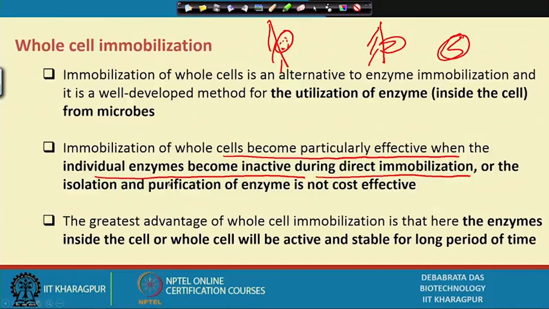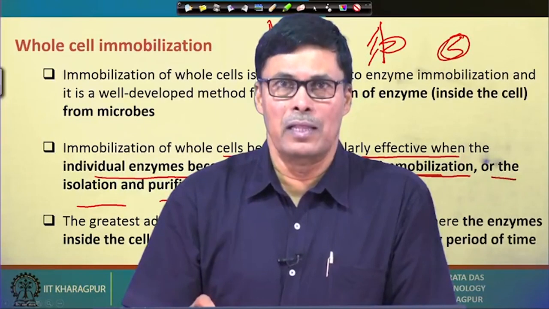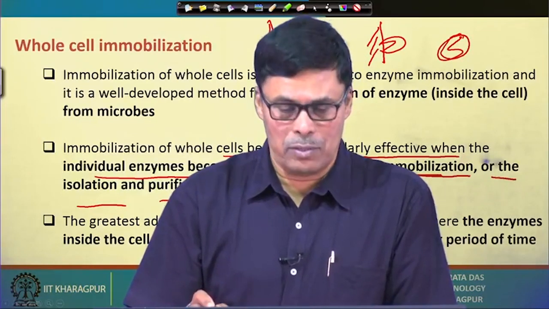Also, when individual enzymes become inactive during direct immobilization, or when isolation and purification of the enzyme is not cost effective, because enzyme proteins are always costly. All proteins are not enzymes; the proteins with an active site are enzymes, so enzymes are more costly. If you consider any kind of pure enzyme, it will obviously be very costly. But when you consider any kind of cell, it is less costly.